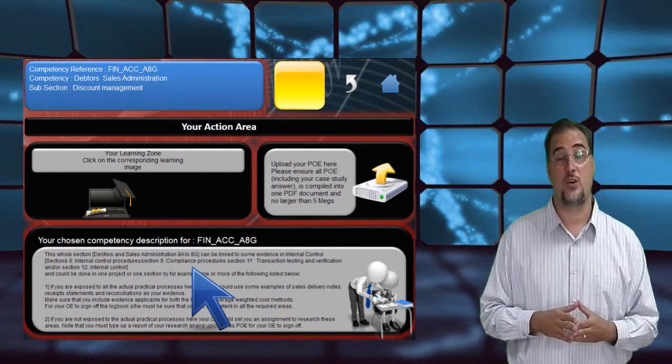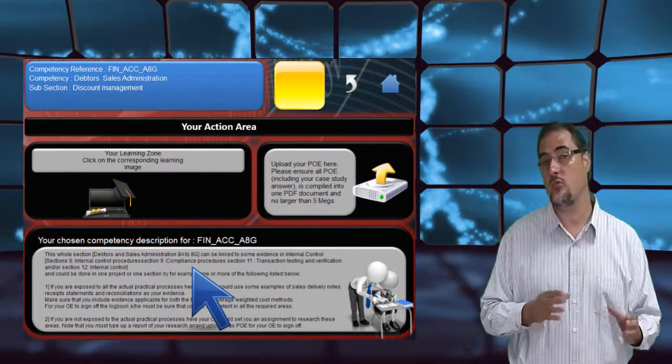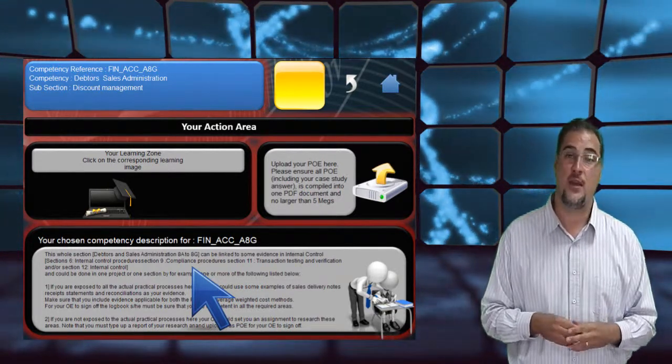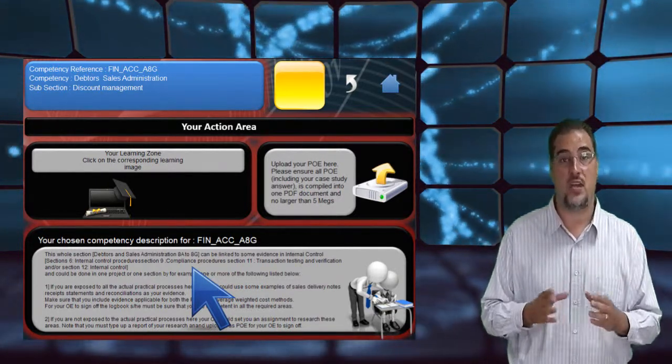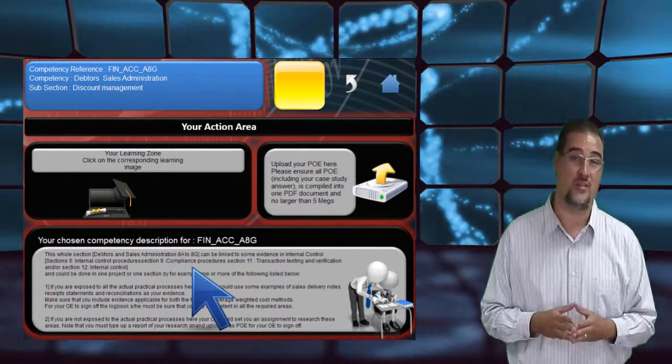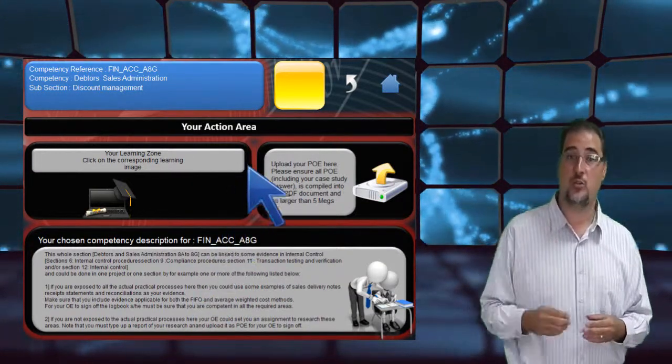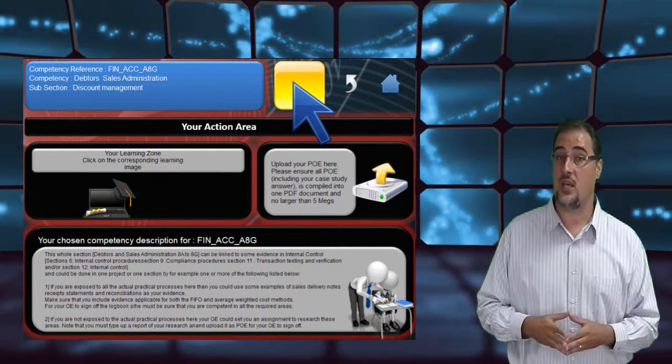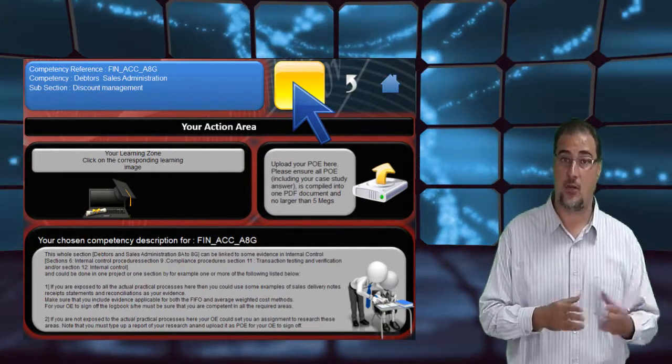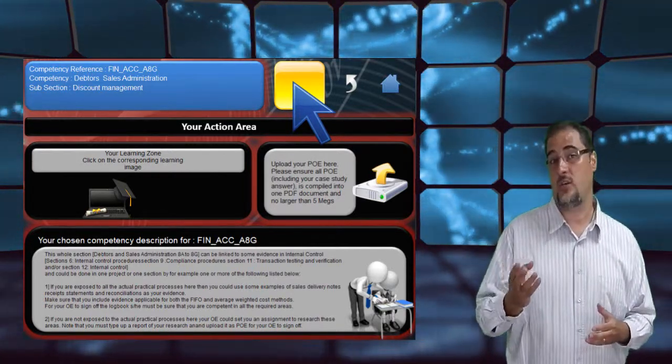On the bottom, you will see the notes field. This basically covers all the requirements around that specific competency, the things that you need to achieve in order to have that competency signed off by your overall evaluator. On the top right, you'll notice the color-coded icon once again, which is kept in mind throughout the entire online logbook. It will be yellow to begin with.